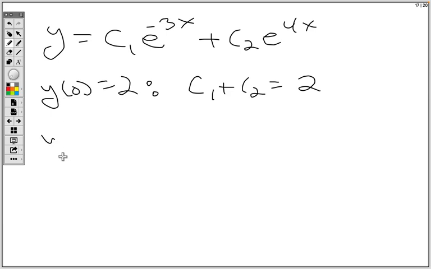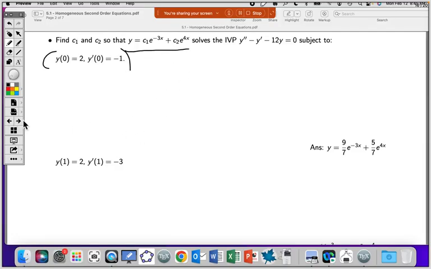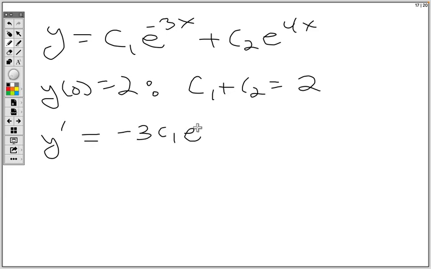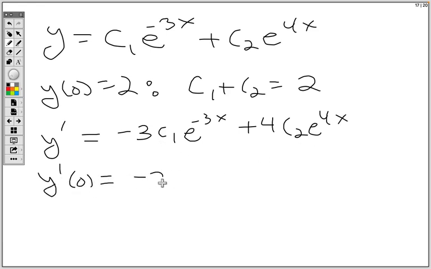And now I need to know what y prime is, because I need to plug that in. So I look at y prime at 0. And that's supposed to be negative 1. Oh, I guess I should do this proper. So y prime at 0 is negative 1, so I plug that in there.